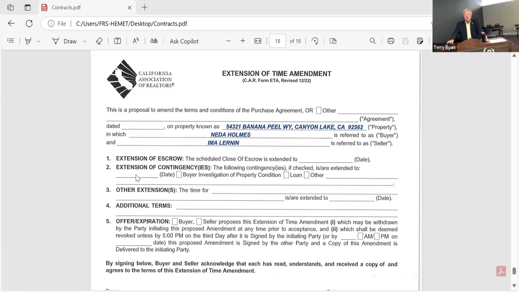You can extend other contingency times, anything that has a time block on it, 17 days or 21 days, or anything that you've put in there. You can extend those contingencies. So maybe I want to extend the buyer investigation of property condition because I'm buying a specific property that has all kinds of city codes going on, and it's a commercial property. It's got different things happening. So I need more time to get my due diligence in, or whatever it happens to be.